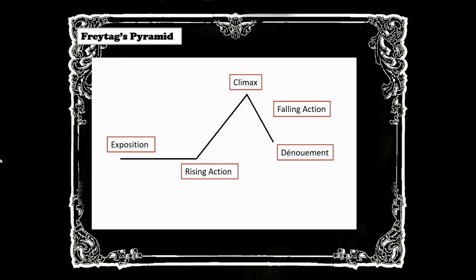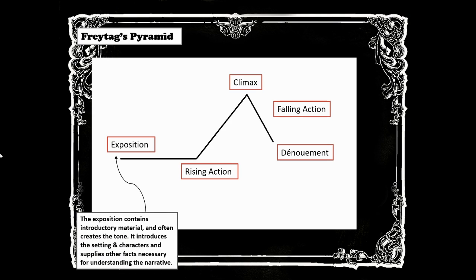You have the exposition, the rising action, the climax, the falling action, and the denouement, or the resolution. The denouement is a French term that we use for the ending of a story. The exposition basically is the background information. The rising actions are the actions that lead to the climax, and then the falling action is what happens after the climax.